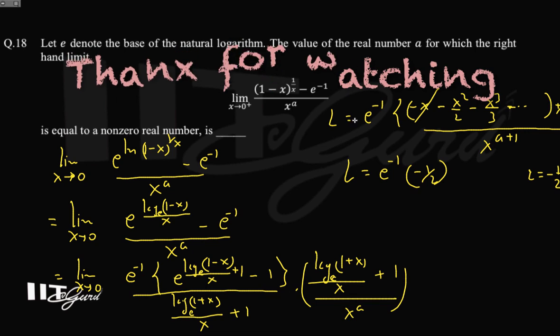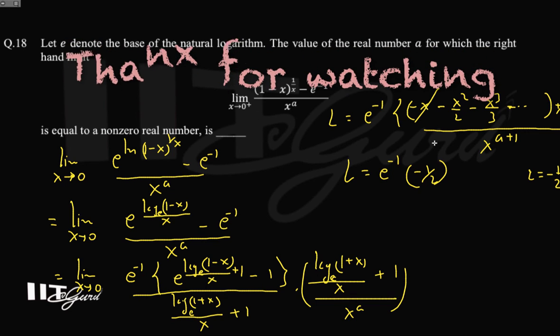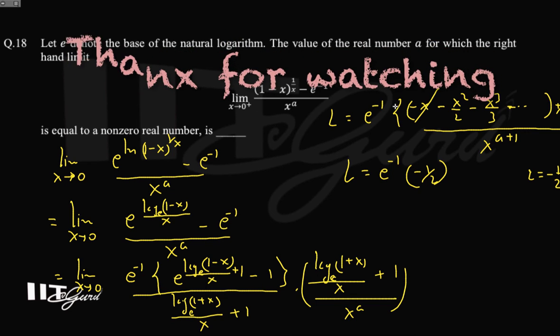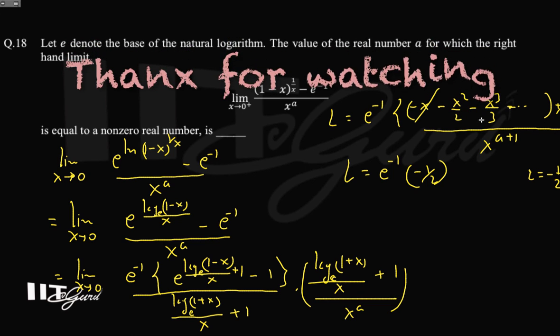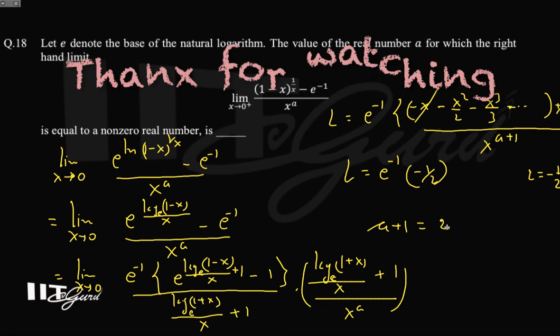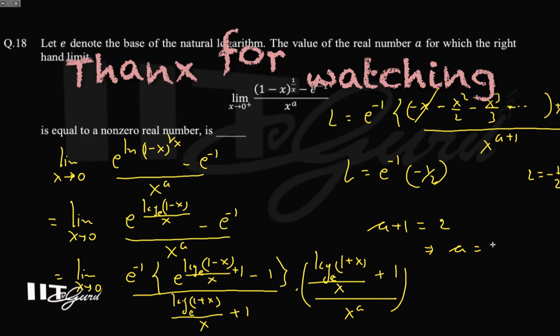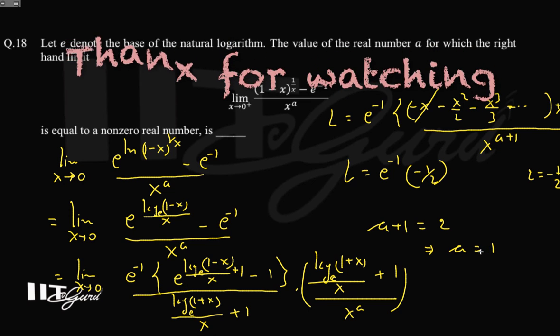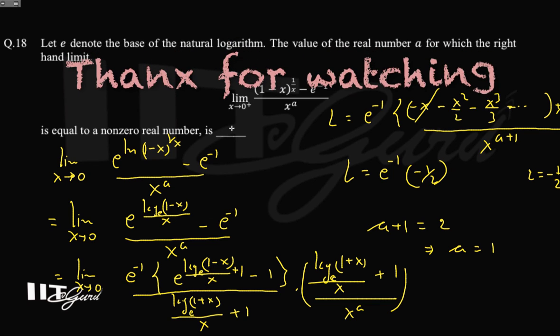But in this question, you don't have to find the limit. For the limit to exist, you have to find the value of a. So in this situation, you have to make the powers of x, meaning the exponents of x, the same. So a plus 1 should be equal to 2, and hence a equals 1. Okay, so this is the result, a equal to 1, and that's your answer. Finally, the answer is a equal to 1.